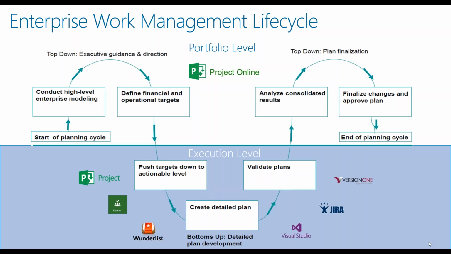And then ultimately that execution level planning or detail planning from the bottoms up then needs to come up to the top again so it can be analyzed and consolidated with different candidates for initiatives that we want to do. And then we finalize changes and approve an ultimate plan and a portfolio of projects and other efforts that we will work on. The idea in this landscape is that a number of tools could be involved, and they may not be connected natively in any way, shape, or form.